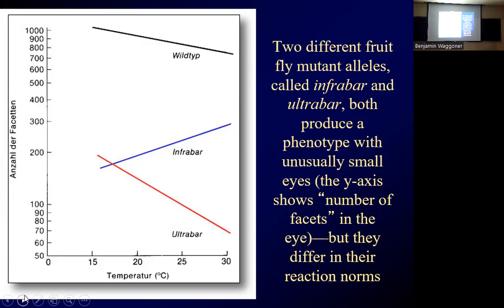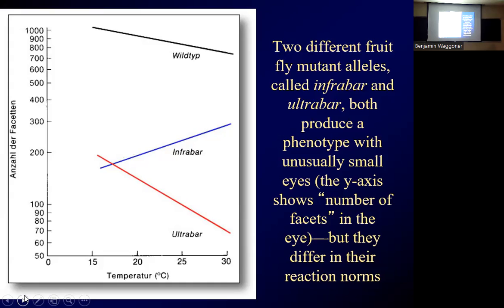All right, am I making sense there? There are fruit flies that have what are called bar eyes. Very small eyes that instead of being shaped like big globes are just shaped like little strips, little bars. And it turns out there are two different fruit fly mutant alleles called infrabar and ultrabar. And if you grow infrabar and ultrabar flies at roughly 17 degrees Celsius, both of those will give you flies with maybe 180 facets, maybe 200 or a little bit less.